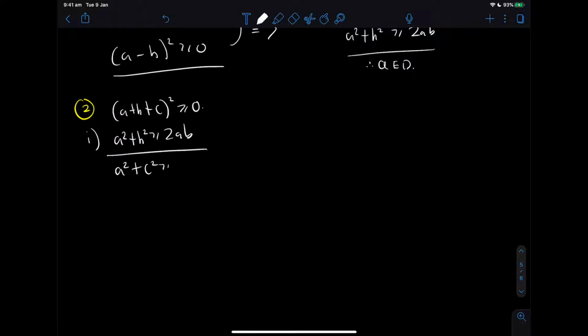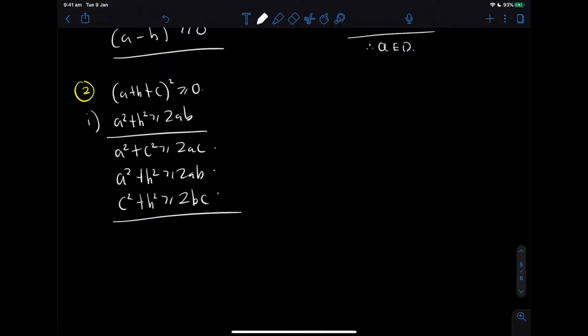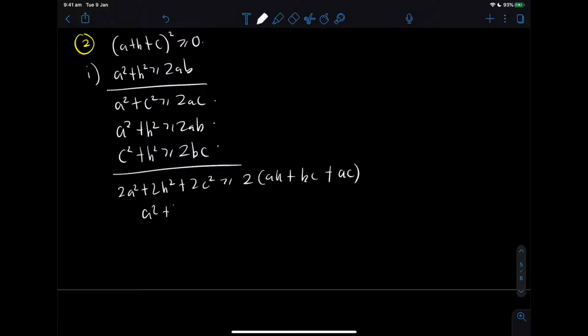So a squared plus c squared is greater than or equal to 2ac. a squared plus b squared is greater than or equal to 2ab. And then c squared plus b squared is greater than or equal to 2bc. Cool. So now I have these three versions of what I needed to prove, and what I'm going to do is add all of them. So this will be 2a squared plus 2b squared plus 2c squared is greater than or equal to 2ab plus 2bc plus 2ac. Cool. Then we'll divide by 2, and then we have that expression that we needed to prove.